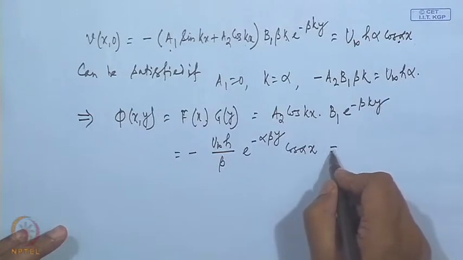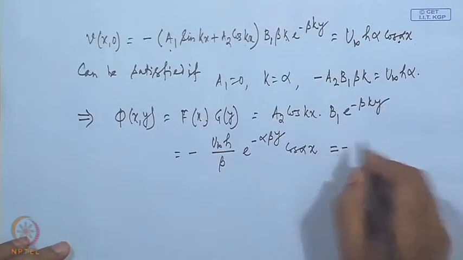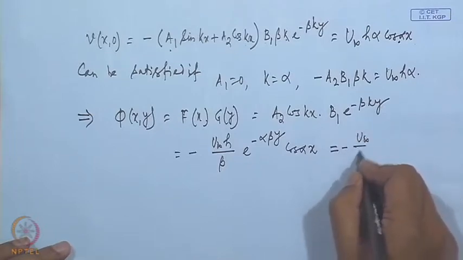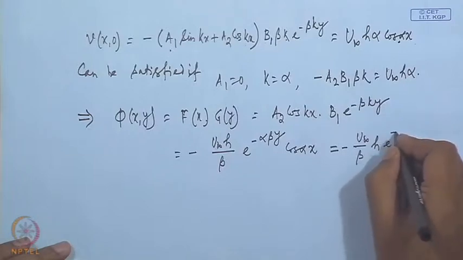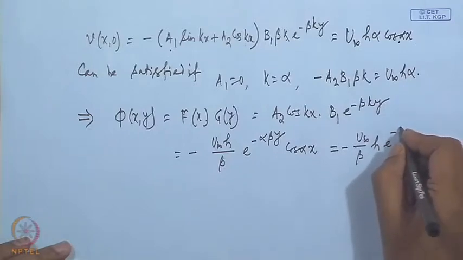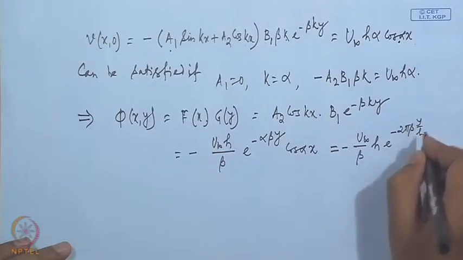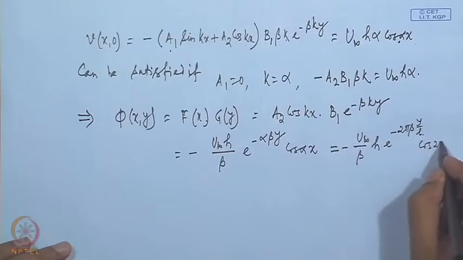Or in terms of the wavelength, instead of wave number, this can also be written as minus u infinity h by beta e to the power minus 2 pi beta y by L into cos 2 pi x by L.